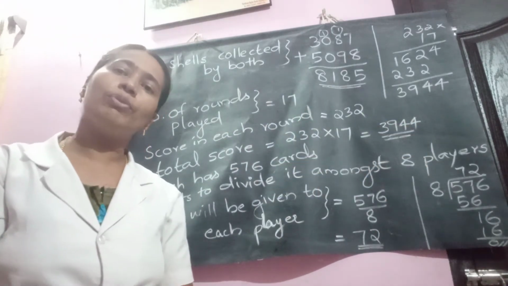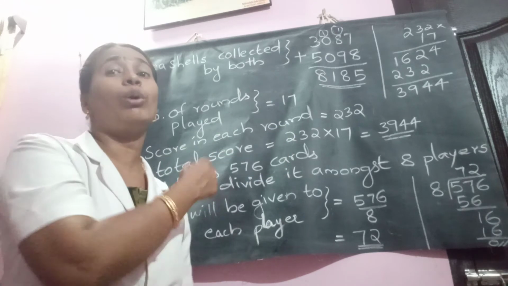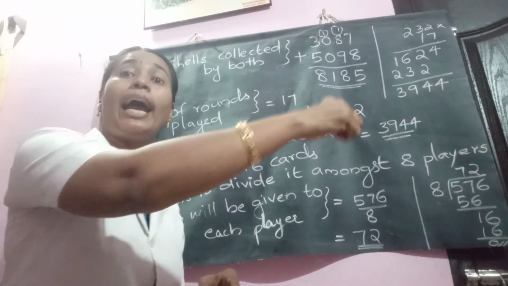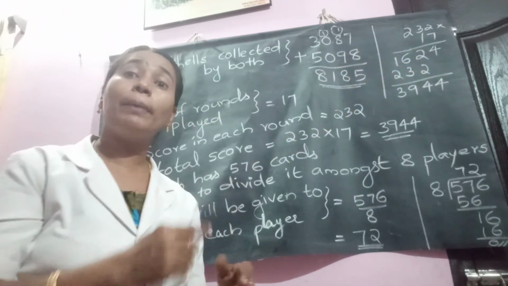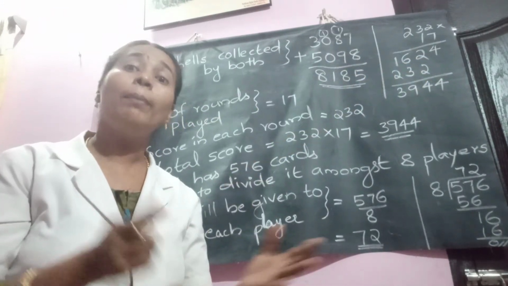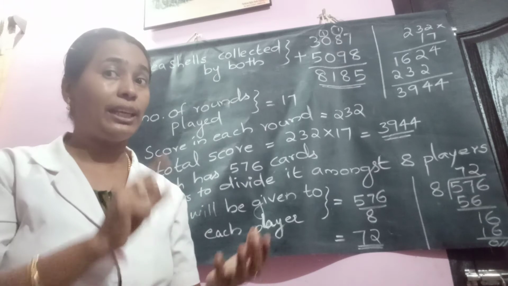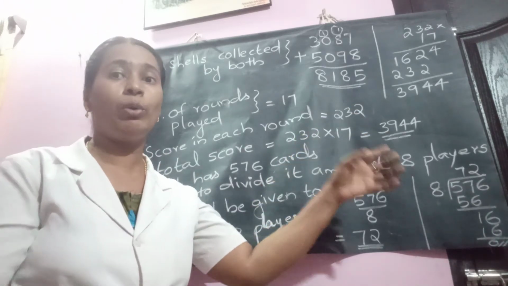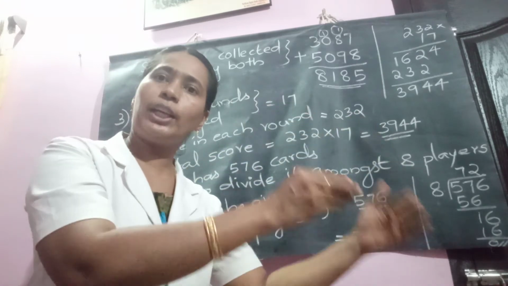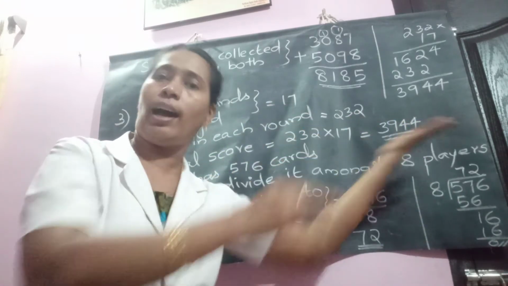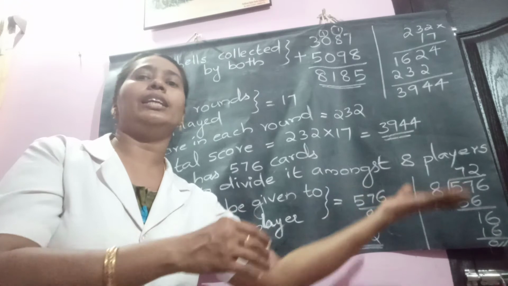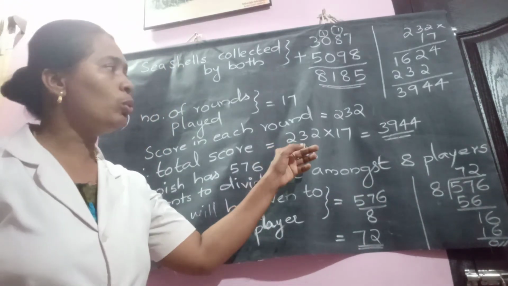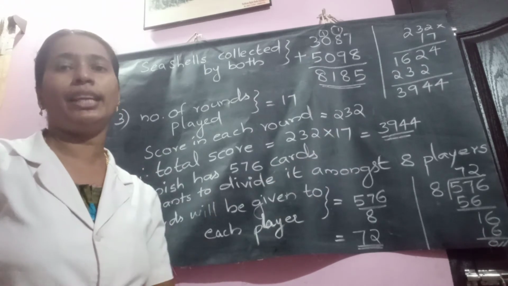So how do we find the total score of Kiran? What do we do? Repeated addition is needed. Repeated addition is called multiplication, because we need to add 232 plus 232 plus 232 and so on. So repeated addition is called multiplication. So 232 into 17.